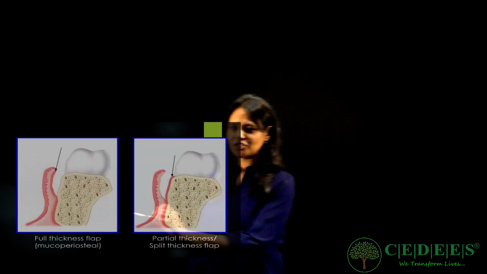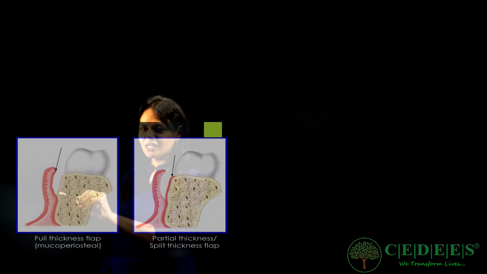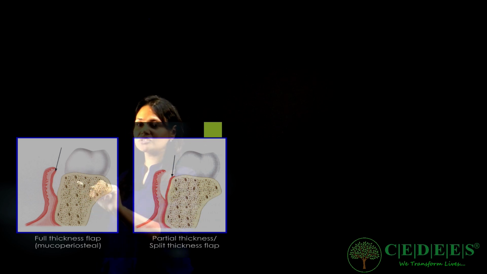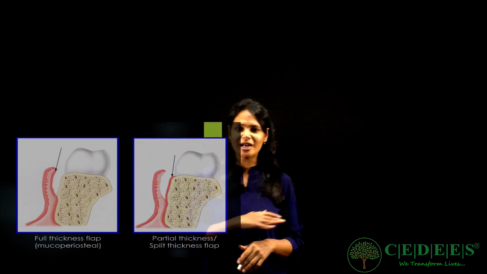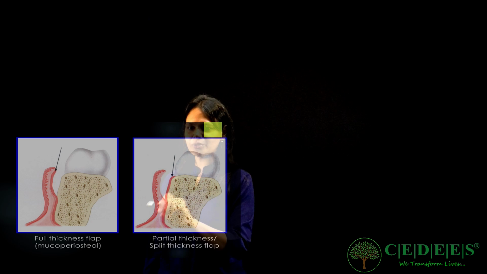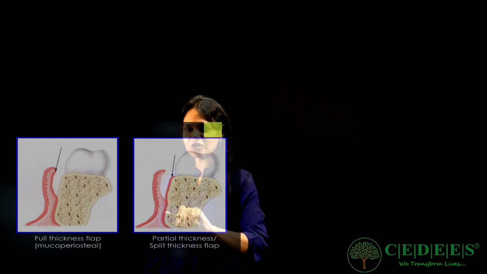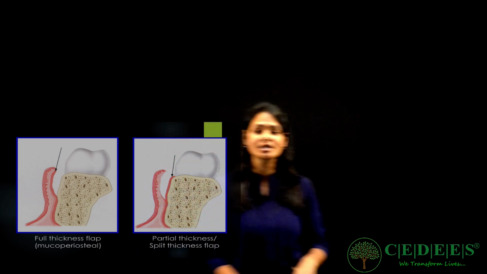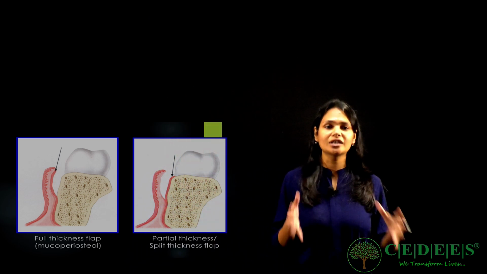So based on the exposure, as you can see here, the bone is totally elevated. The flap is completely separate and the bone is exposed. So this is a full thickness flap. The entire thickness of the soft tissue has been elevated from the bone, full thickness. Now here in this picture, if you appreciate, some of the soft tissue has been left on the surface of the bone, whereas some has been elevated. So that is why it is known as a split or a partial thickness flap.